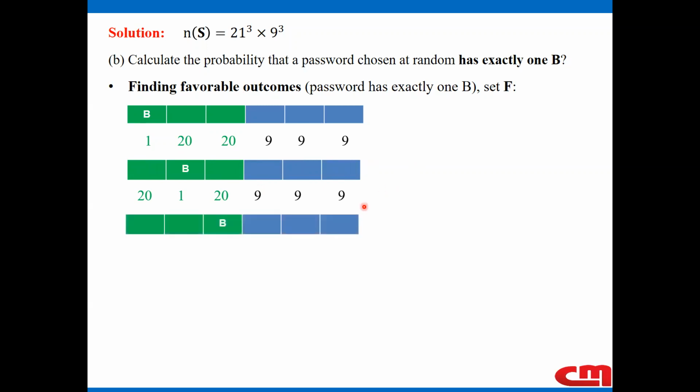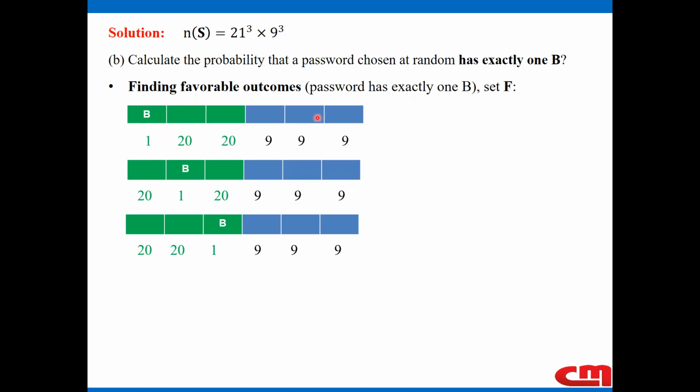We can have another arrangement where B is occupying the last position for the letters, right? So for these two, after removing the B from 21 letters, I'm left with 20. Repetitions are allowed, so it's 20 and 20. Then the numbers are positioned as you can see. So these are the 3 possible arrangements that we can come up with, right?